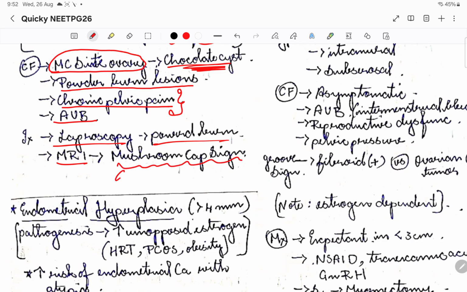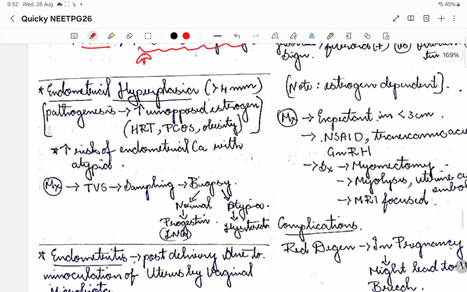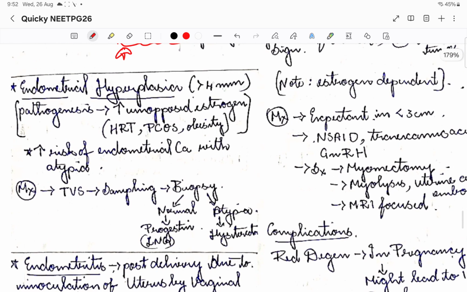Okay, so mushroom cap sign is what it will look like. Then coming to endometrial hyperplasia, a non-neoplastic disorder. Basically, normal endometrial thickness will be less than 4 mm, but if it is more than 4 mm, we are going to take it as endometrial hyperplasia.